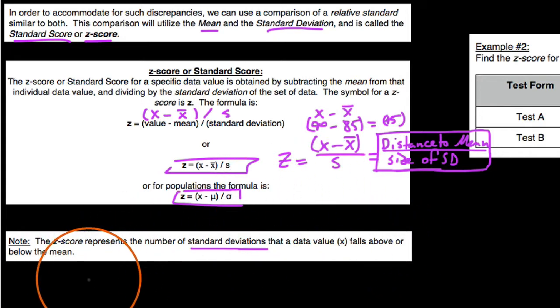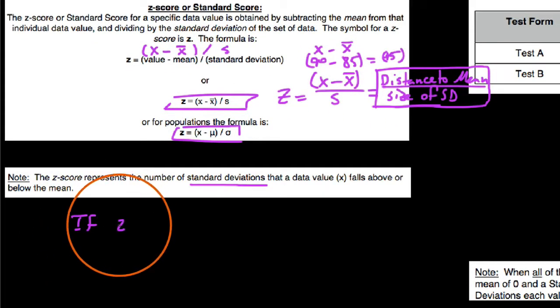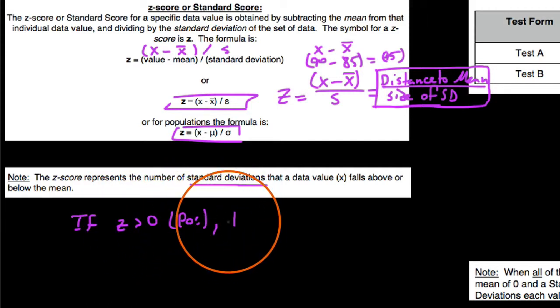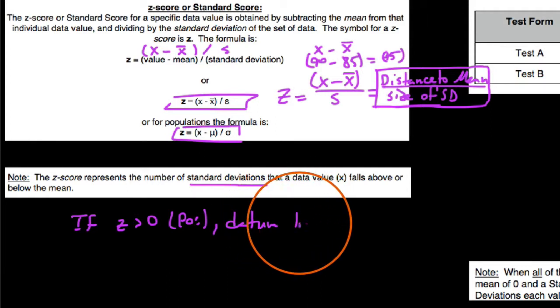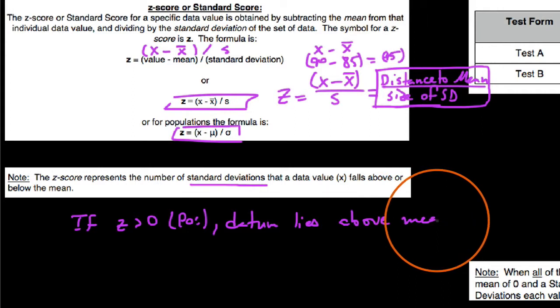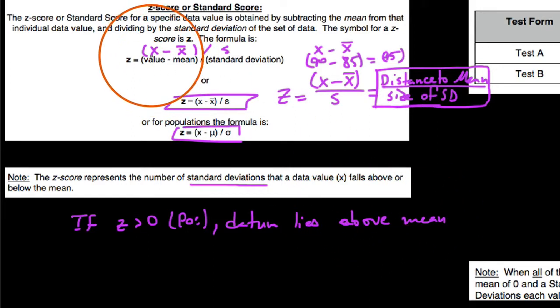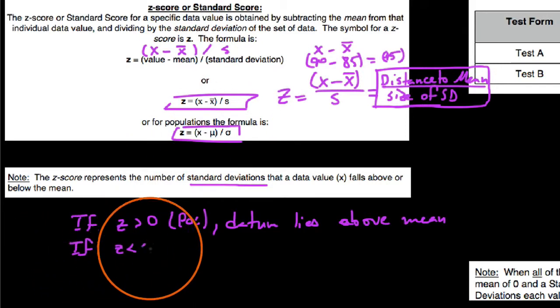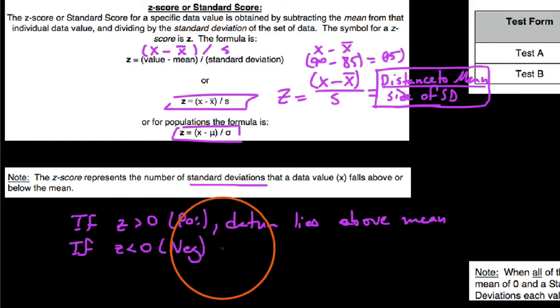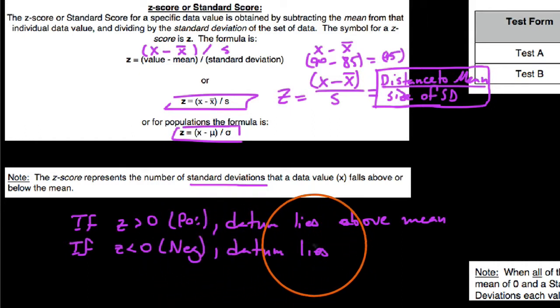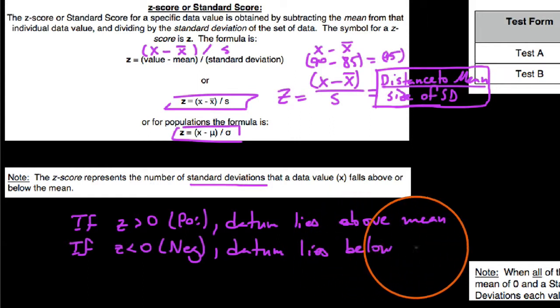And I do want to indicate this here. If z is positive, okay, then the datum lies above average, or above the mean. Because when we do this difference here, we take the data value minus the mean. It was bigger than the mean, so we're going to get a positive value. But I say also, if z is negative, okay, we say the datum, or that particular data value, lies below the average, or below the mean.